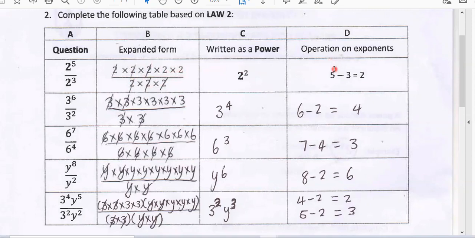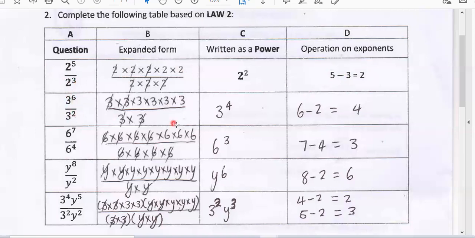Now, operation on your exponents, what did we do to our exponents? So we said 5, which was the exponent of the base in the numerator, minus the exponent in the denominator. So we got 5 minus 3 to give you an answer of 2. So you're going to refer to the exponent in the numerator and take away the exponent in your denominator.